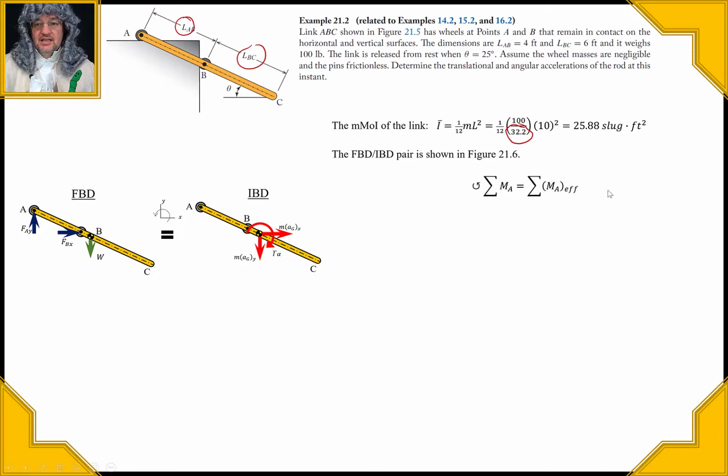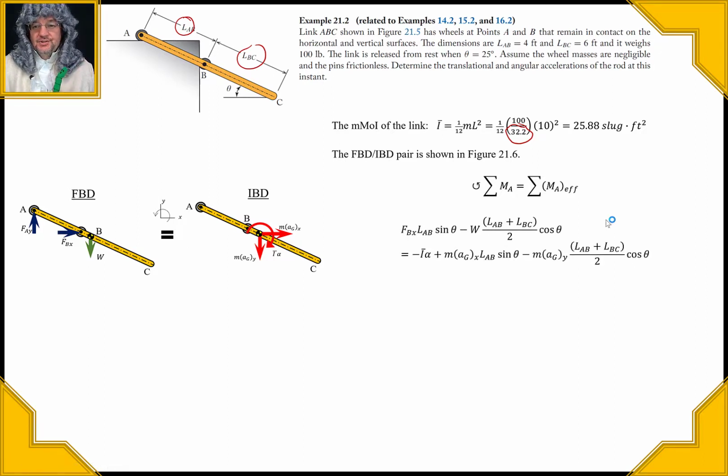So we take the sum of the moments, the effective moments, and let's take it about A. We could probably have taken it about B as well, but bear in mind that a lot of times we want to try to get rid of one of the unknowns. And quite often it's going to be one of the reactions. So that's our strategy, to take it about A. Let's see. We carefully go through and we say, well, this force right here due to B, we feel like the wall is pushing back against the thing at B.